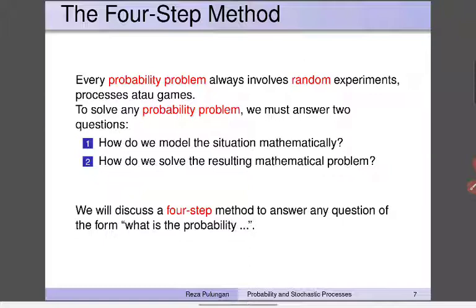Now to solve any probability problem, we must answer two questions. One, how do we model the situation mathematically? And once we have the model, how do we solve the resulting mathematical model? In the next part, we will discuss a 4-step method to answer any questions of the form what is the probability of something and so on. This is a method to perform the modeling, to obtain the probability space, and solve it.